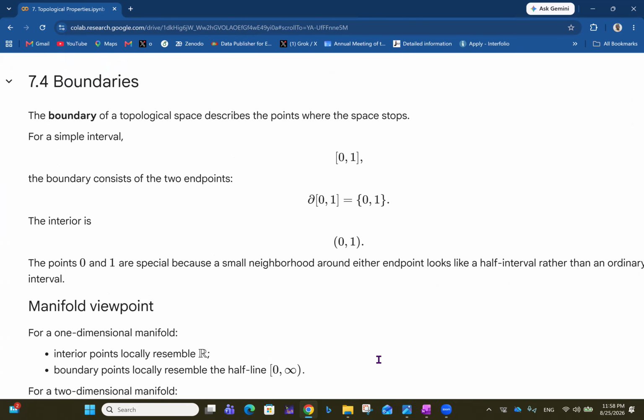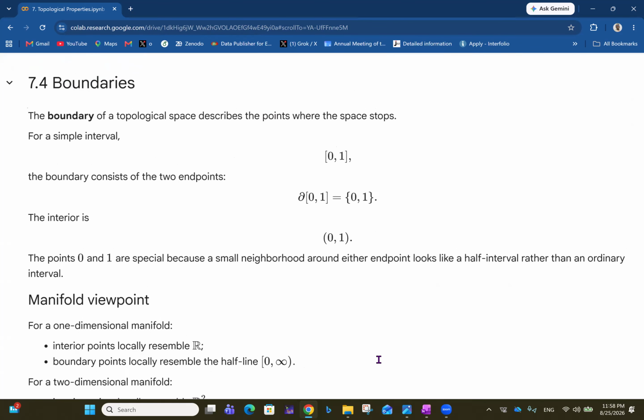Now we're talking about boundaries. The boundary of a topological space describes the points where the space stops. For a simple interval, you have the closed interval [0, 1]. The boundary consists of the two endpoints, 0 and 1. It starts from 0 and ends at 1, and the interior is (0, 1). The points 0 and 1 are special because a small neighborhood around either endpoint looks like a half interval rather than an ordinary interval.